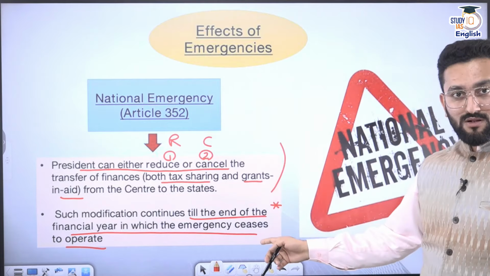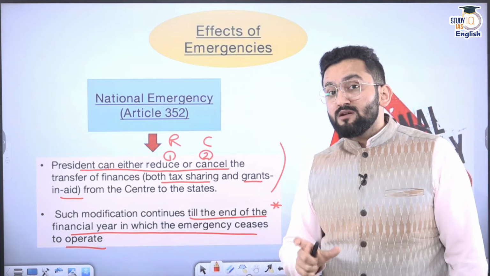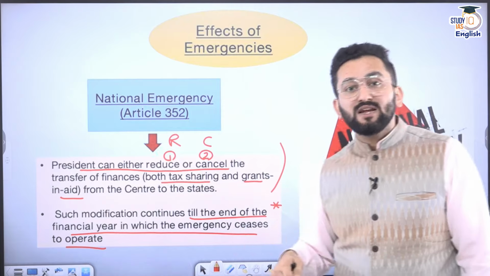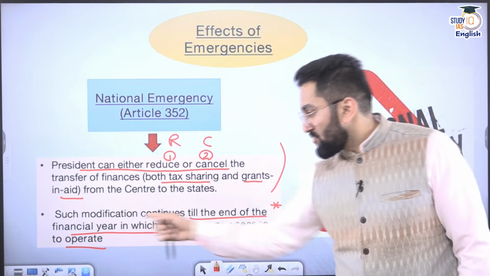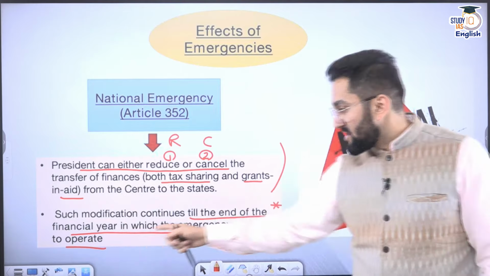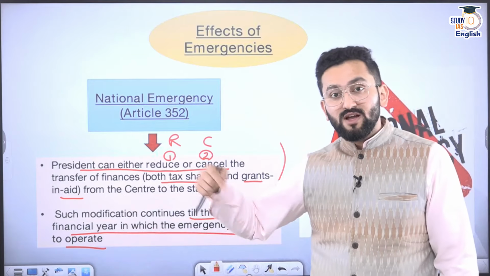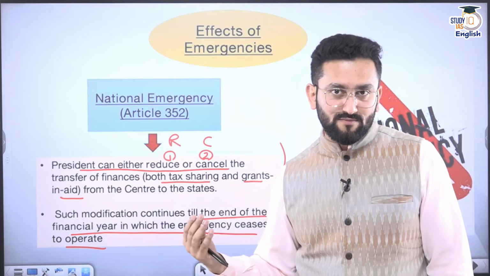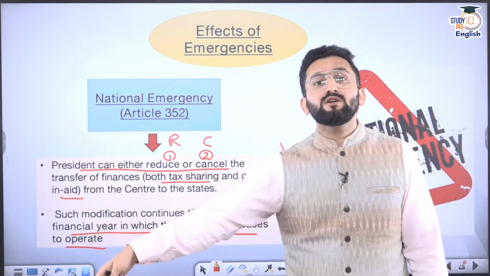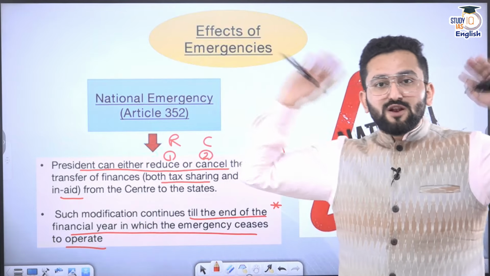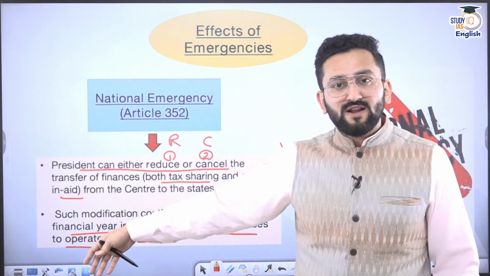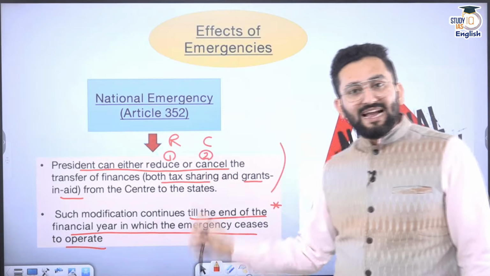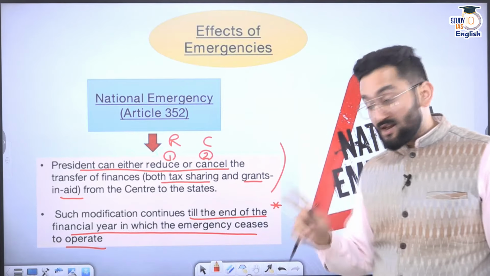In case of the financial aspect, this particular provision that the president has cancelled or reduced will remain in force till the end of that fiscal year. Such modification continues till the end of that financial year in which the emergency ceases to operate. So consider that emergency ceases to operate in, say, January 2022. But this financial year is going to continue till 31 March. So states will not say, oh, now it has been shelved in January, so from February we want the due of our tax proceeds. You cannot say that, because it is going to continue till the end of this financial year. I hope it is clear. That's why I've put a star point here.